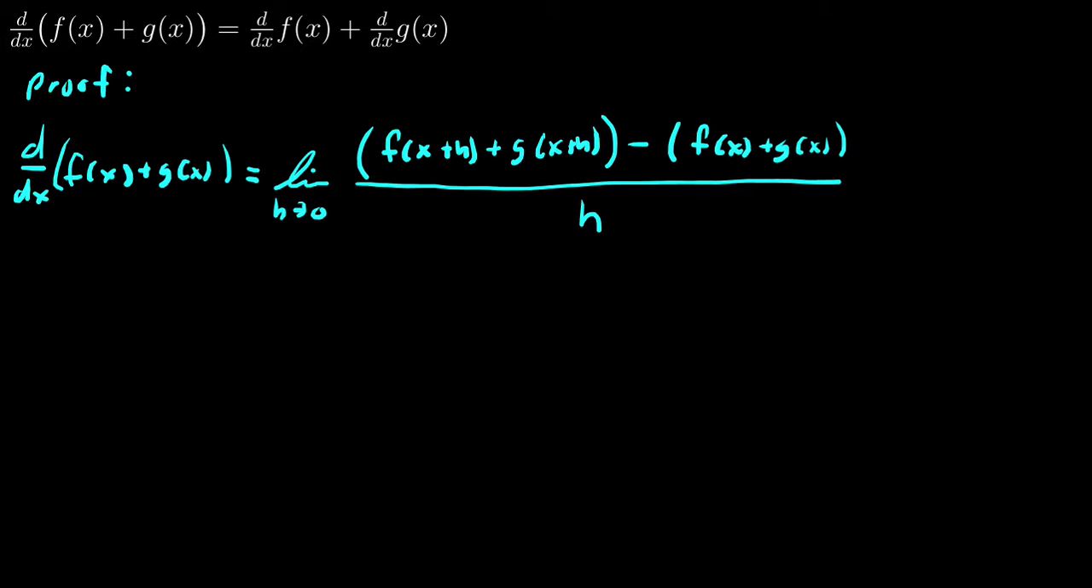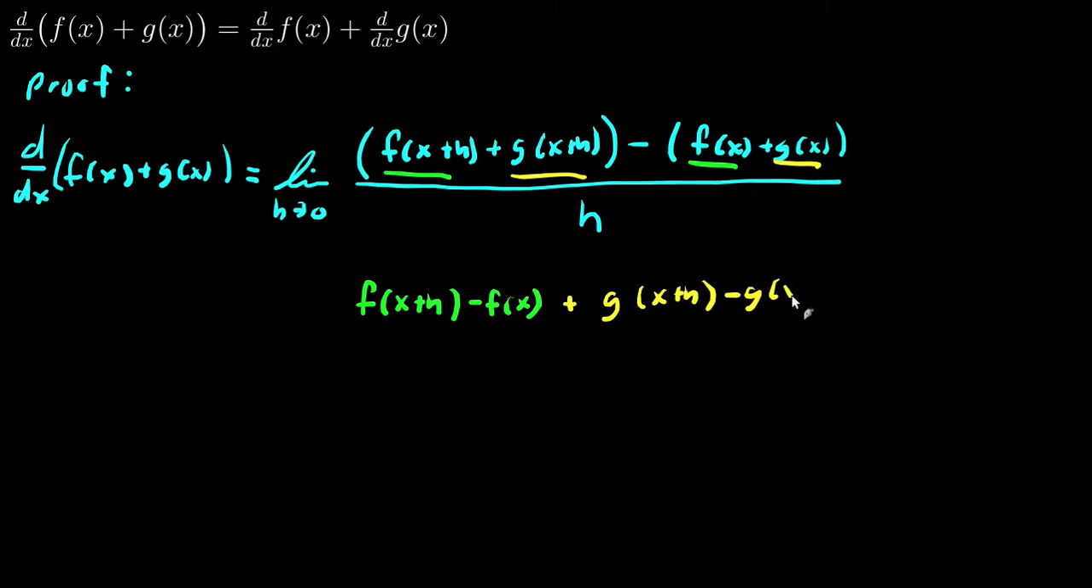And now the idea is I know I want to make this look like that, and in order to do that I'm going to separate the f's, and so I will have in this fraction an f of x plus h minus f of x, and separate the g's, so I have a plus g of x plus h minus g of x, and I have this limit as h approaches 0.